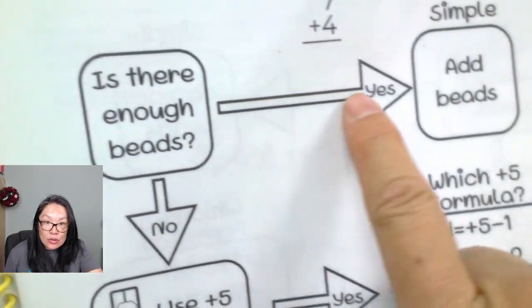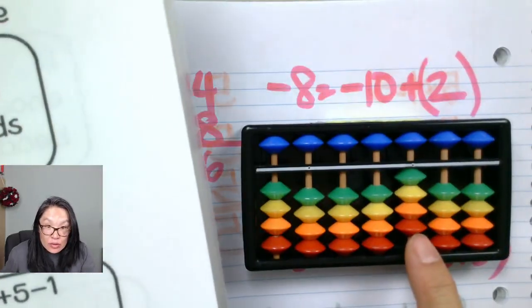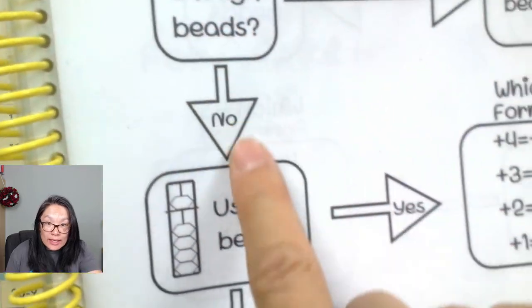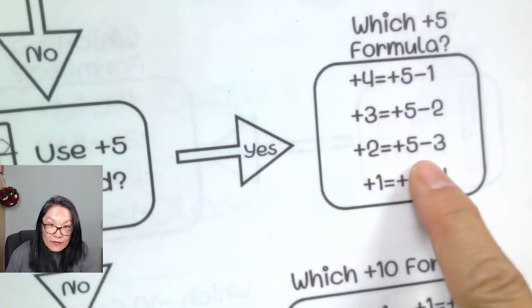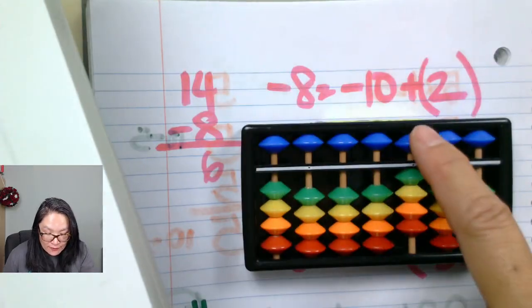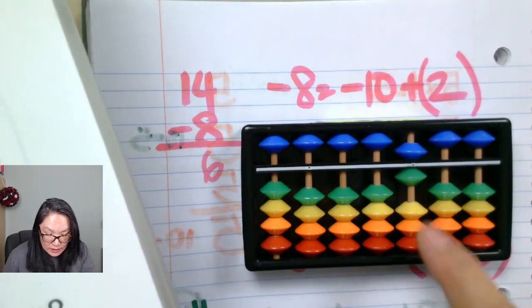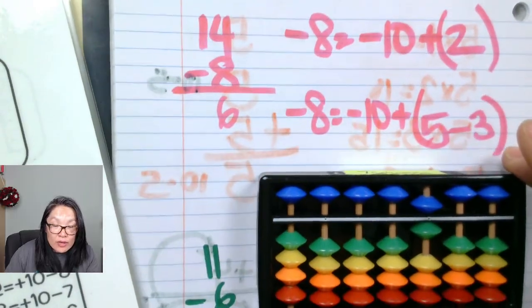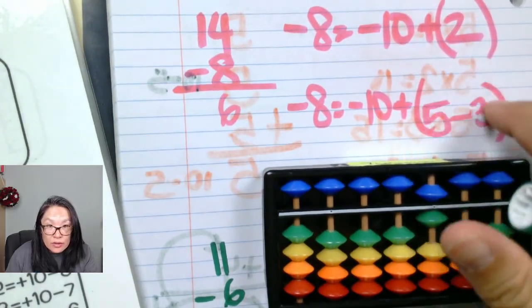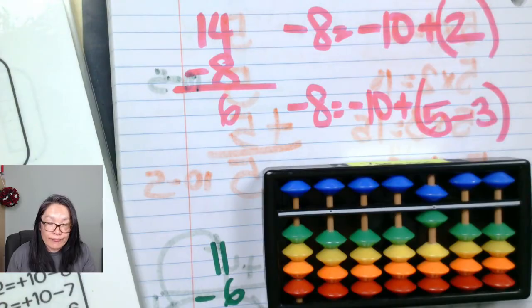Add the 2. Can I add the 2? No. I gotta go down. Use the 5. Can I add the 5? Yes. So plus the 5 minus the 3. Final answer is 6. So I rewrote it to include the associative property.